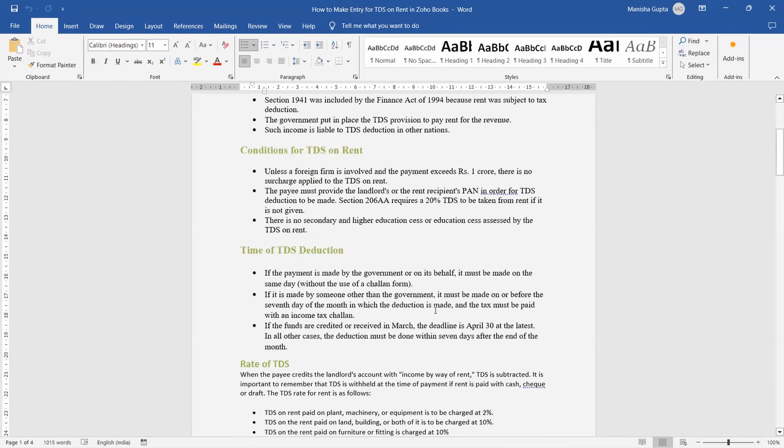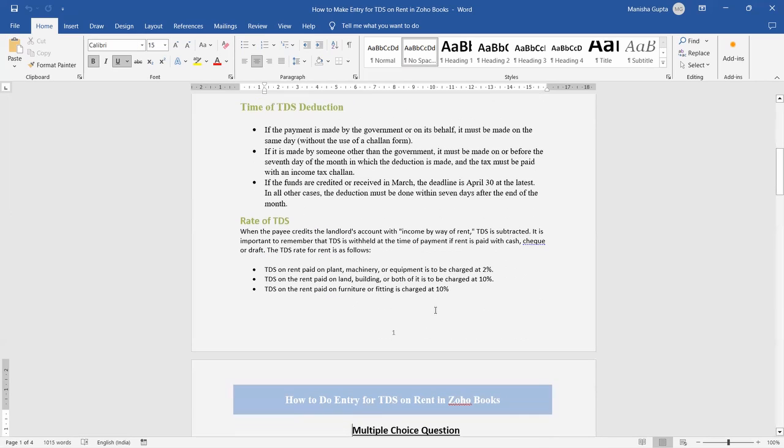When we deduct TDS on rent, if the payment is made by the government or on its behalf, then we have to deduct TDS without using a challan form. If it is made by someone other than the government, it must be paid within 7 days. Means if you have deducted the TDS in April, then next month, within the 7th of May, you have to pay TDS. If the funds are credited or received in March, then the deadline will be 30th April.